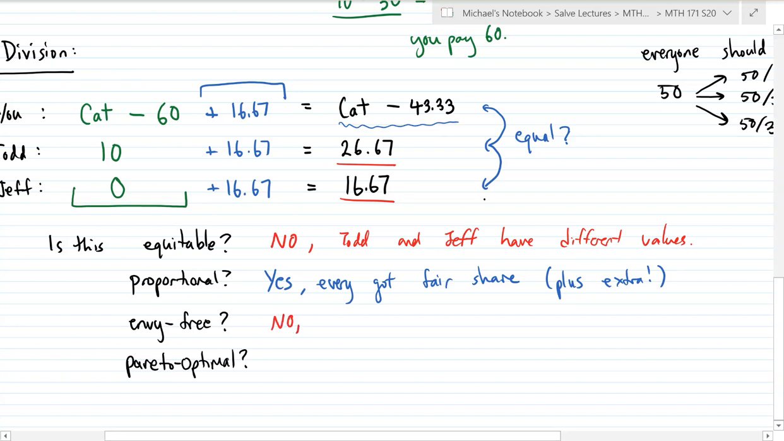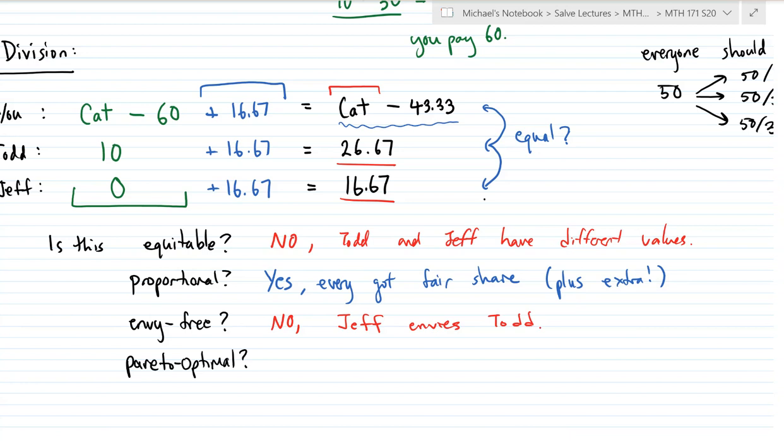Well, the answer is no. Again, all the cases of envy might be a little bit hard to analyze because we need to think about how much the cat is worth to everybody. But at least there should be one obvious case of envy. Of course, Jeff envies Todd. And the reason why is quite simple: would you rather have $16 or $26?